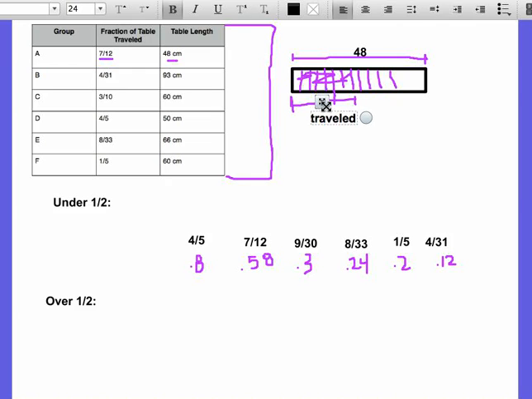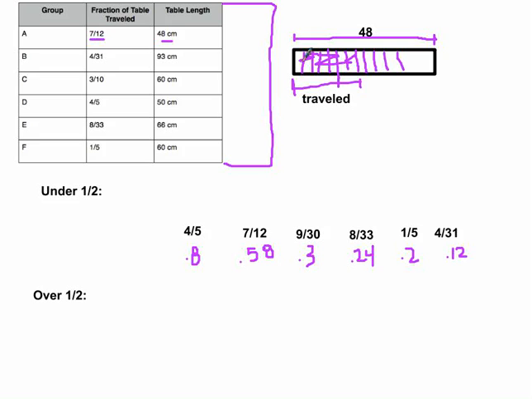And you don't need to do this for every one. Once you get the hang of it, you can realize, okay, I'm doing 48, I'm dividing it by 12, and then I need to multiply it by 7. So when I do 48 divided by 12, that means that each part is 4. I can use black. So each of these parts is 4, and it went 7 parts.